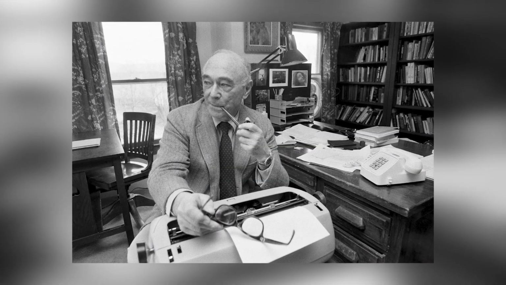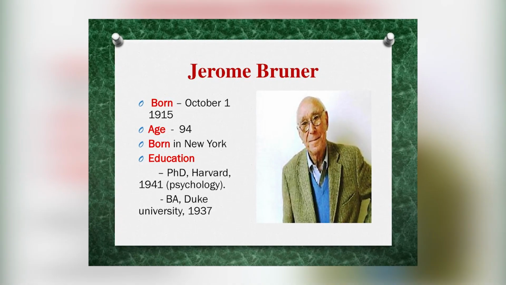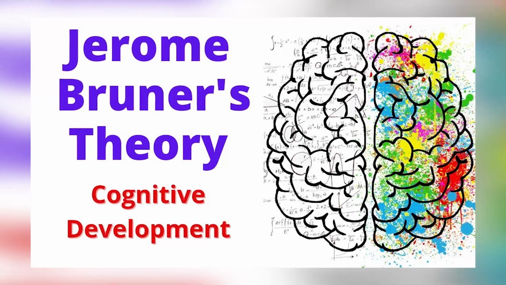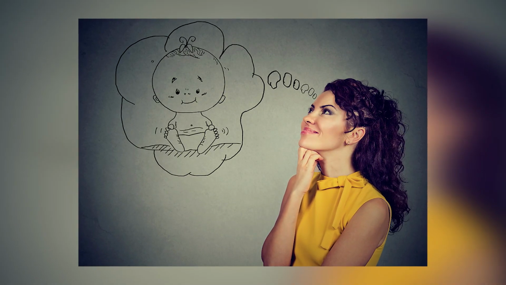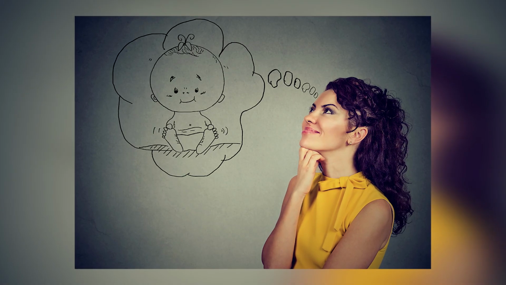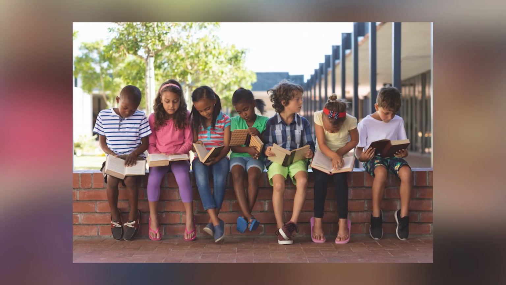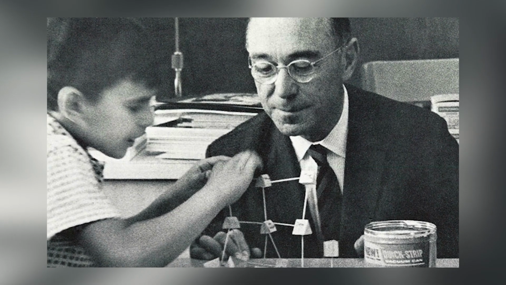Jerome Bruner was an American psychologist from New York City. He was born on October 1, 1915. He was more interested in cognitive development, and he had a strong desire to know about children's cognitive development, children's way of thinking, children's imagination power and way of representation. So he made research and wrote a theory.